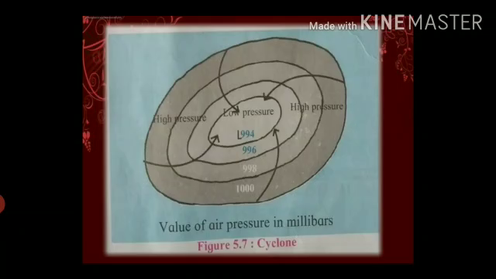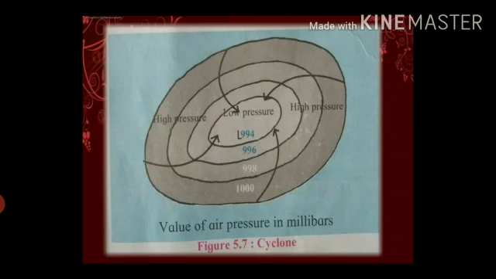Now children, this means that when a low pressure area is surrounded by a high pressure belt, that time cyclonic conditions are created. During this condition or time, winds blow from surrounding high pressure area towards the low pressure areas.